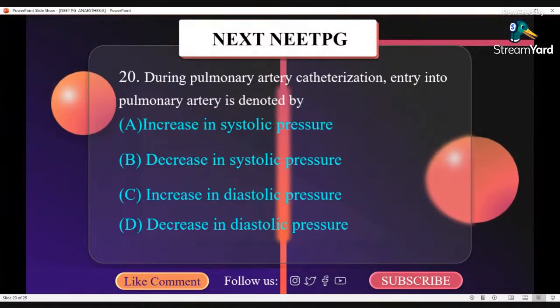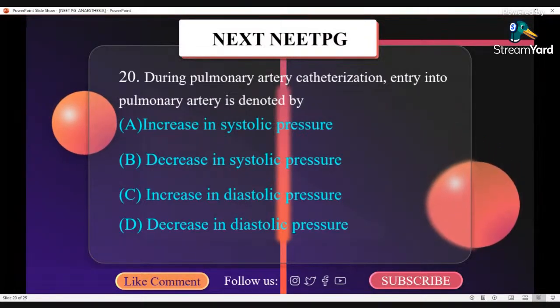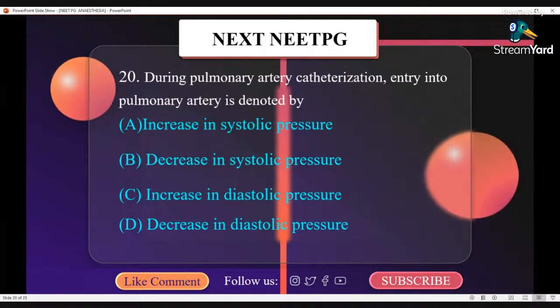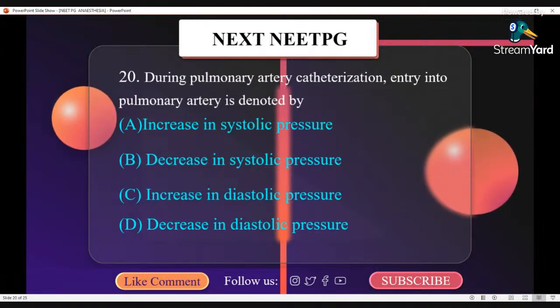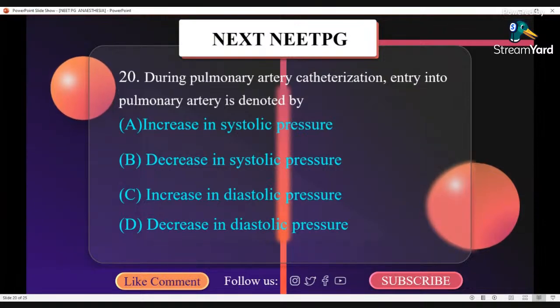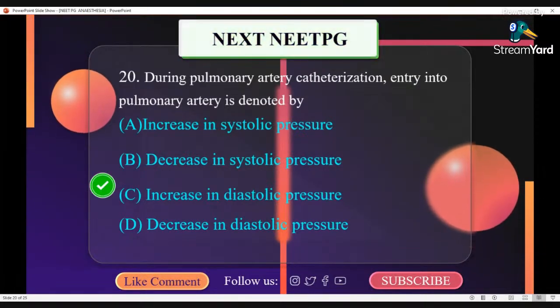During pulmonary artery catheterization, entry into the pulmonary artery is denoted by an increase in diastolic pressure. So the correct option here is C, increase in diastolic pressure.